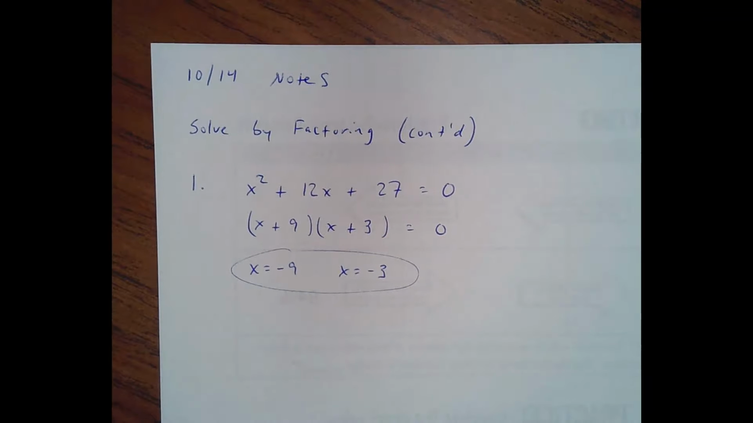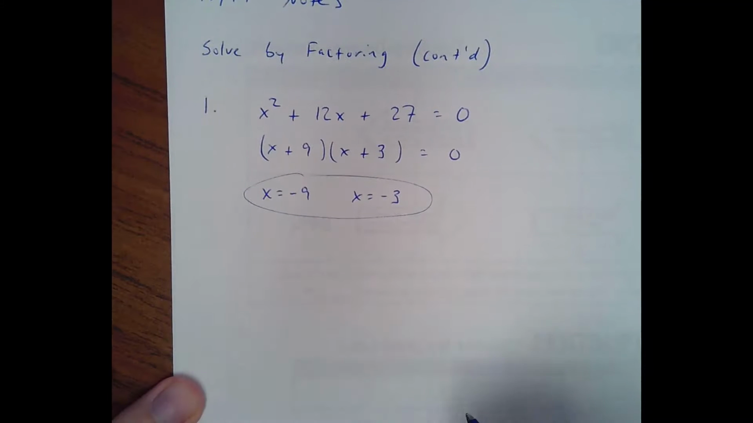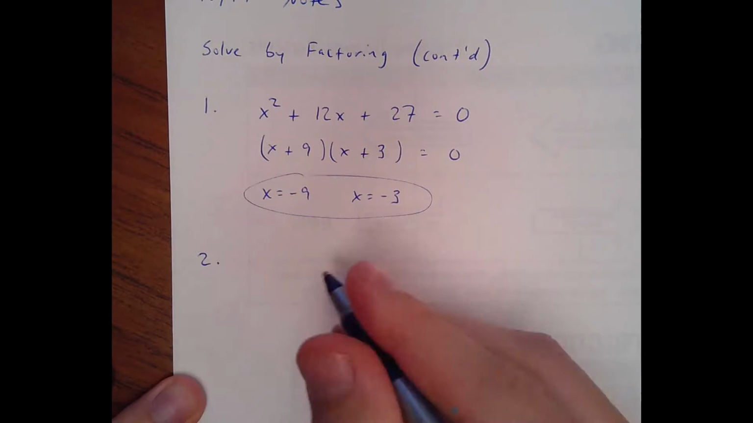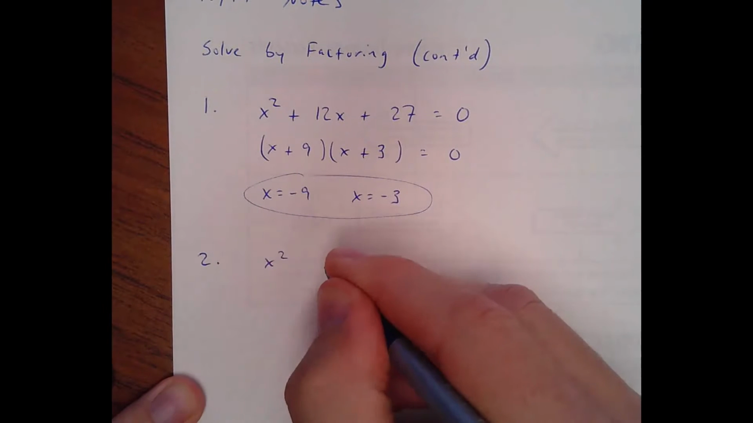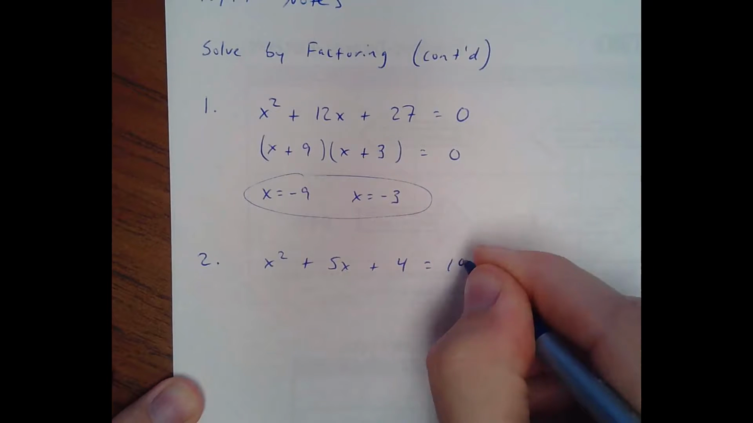Okay, so I'm just going to do a couple quick examples here where it is not set equal to 0. So it's the same process. We're just going to have to do a little bit of work before the problem starts. So let's start with x squared plus 5x plus 4 equals 18.